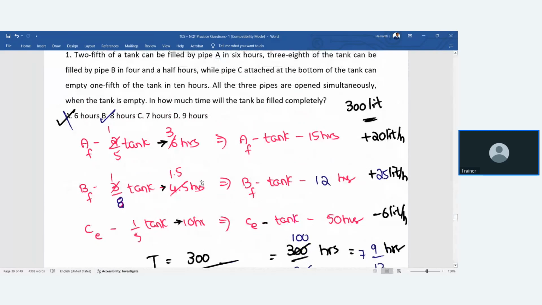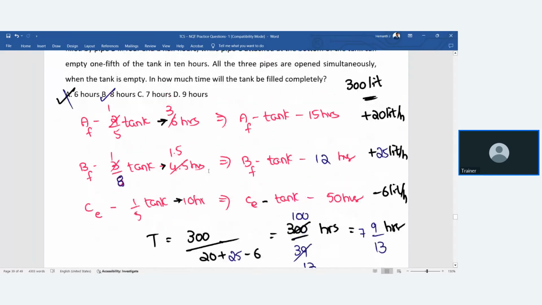1/5 of the tank in 10 hours, so full tank 5 into 10, 50, perfect. 3 by 8 of the tank in 4.5, so 1.5, and 1.5 into 8 is 12 hours only. So 15 and 12 means 60, but as this 50 is there, I took 300. No problem. 25, this is 6, this is 20, 45 minus 5 means 40, minus 6 means 39. So approximately 8 hours. And this time I think nothing is wrong.